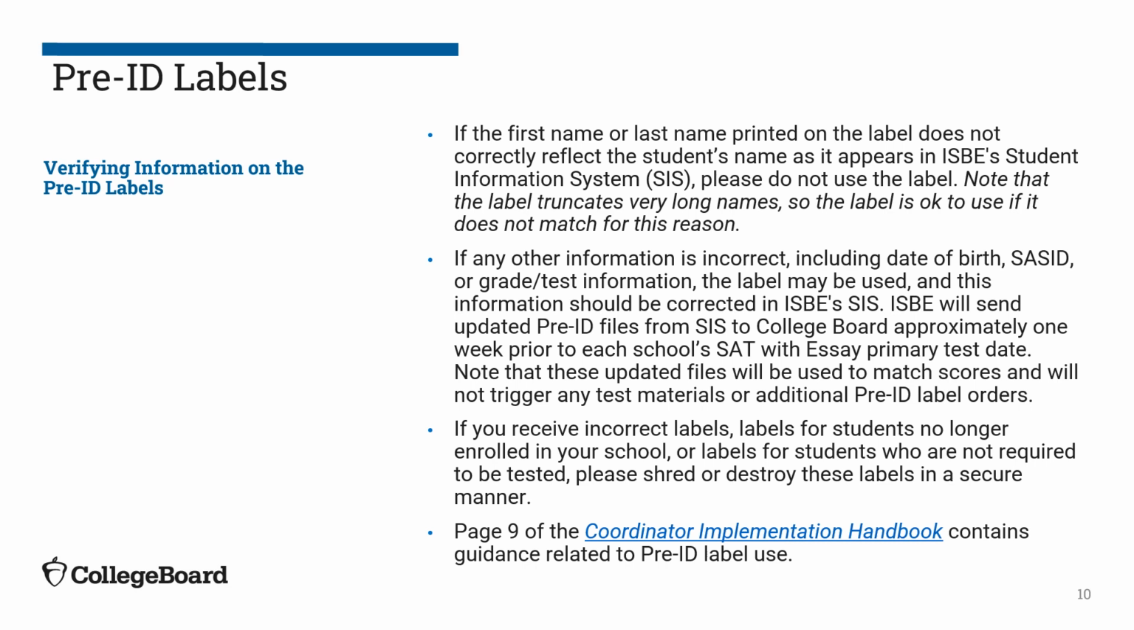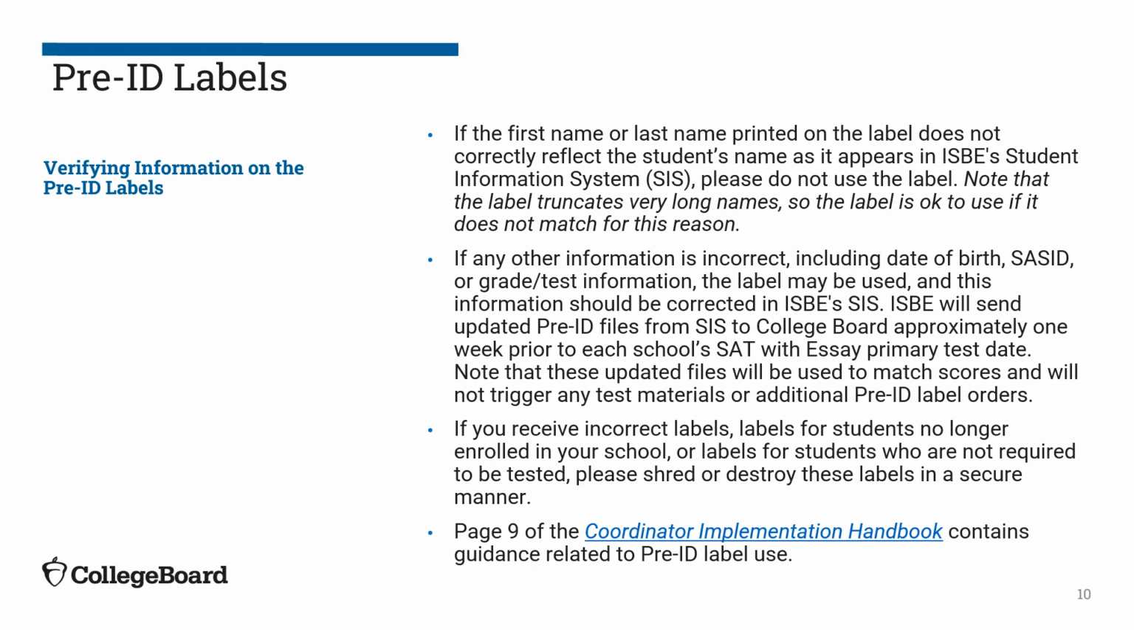Here's some more information about pre-ID labels. If the first name or last name printed on the label doesn't correctly reflect the student's name as it appears in ISBE's Student Information System, or SIS, please don't use the label. Note that the label truncates very long names, so the label is okay to use if it doesn't match for this reason. If any other information is incorrect, including date of birth, SAS ID, or grade and test information, the label may be used, and this information should be corrected in ISBE's SIS.